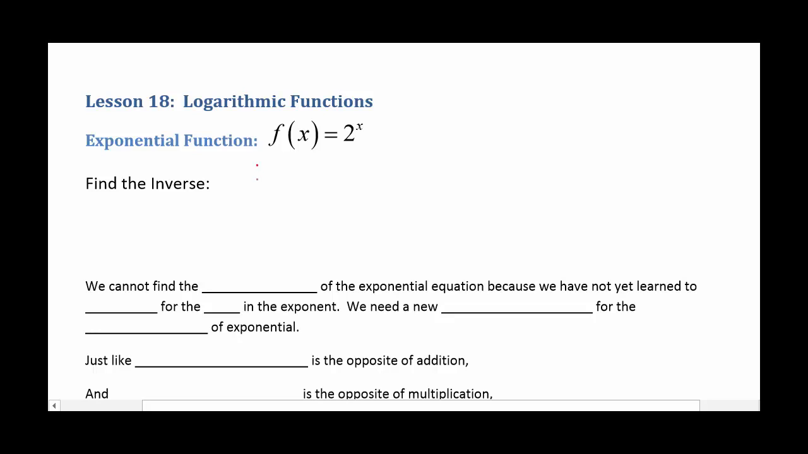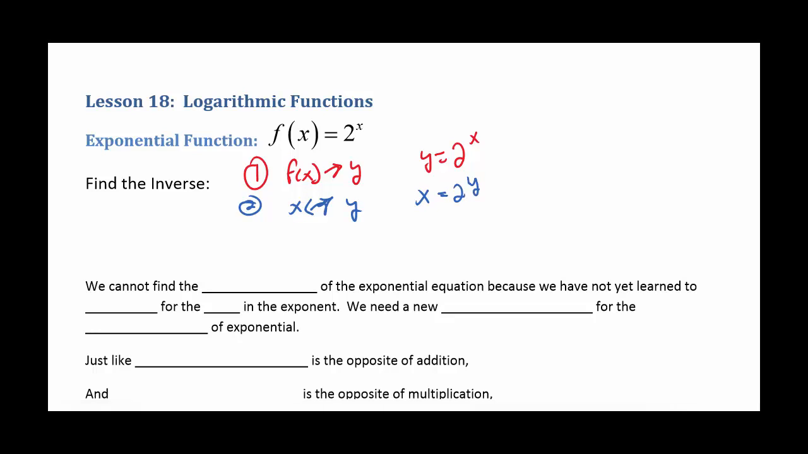Okay, so let's think about the steps here. Step number 1 is to replace f of x with y. It's not too bad, so that's just y equals 2 to the x. Okay, I'm on board, we're there. Then our second step is to swap x and y places for inverses, so we get x equals 2 to the y. And then our third step is to solve for y.